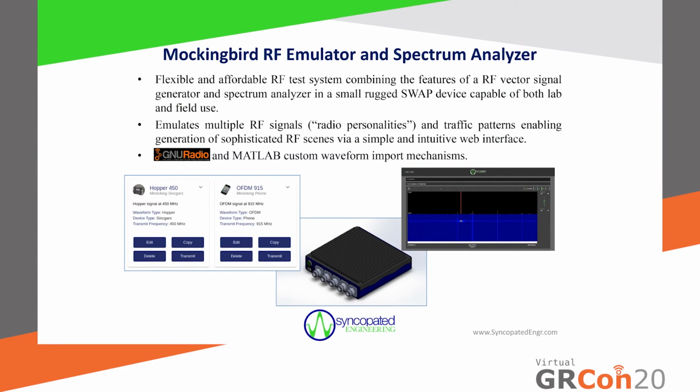An important element of cognitive radio is detecting and reacting to other signals found in the operating band of the radio. When testing a cognitive radio or other communication system, it is useful to emulate the RF spectrum so it resembles the environment where the radio will be deployed. Using our Mockingbird RF Emulator, we can generate rich RF scenes composed of many different waveforms.